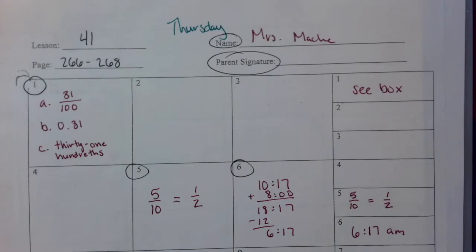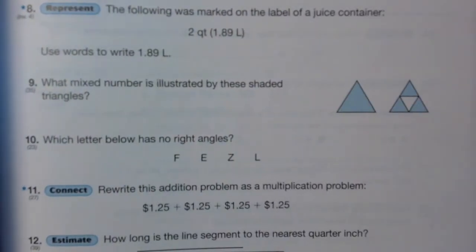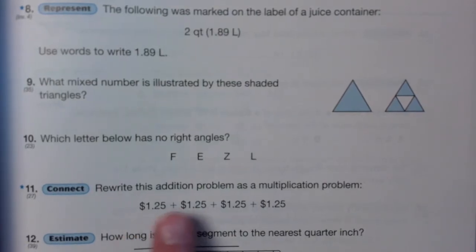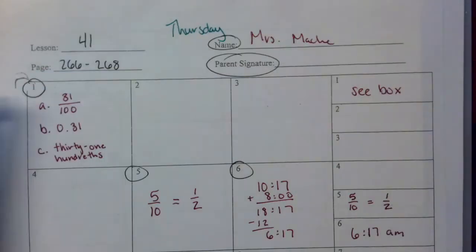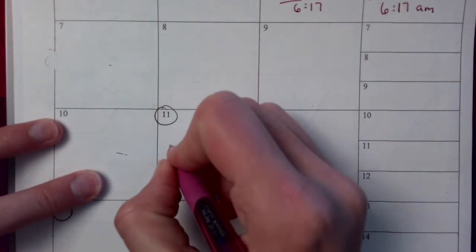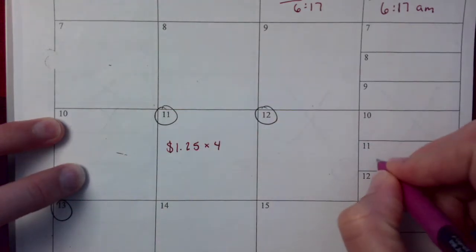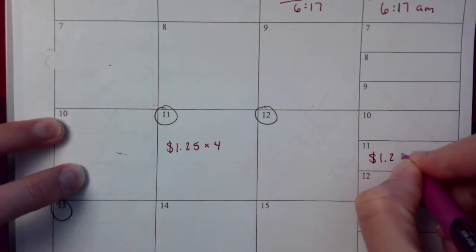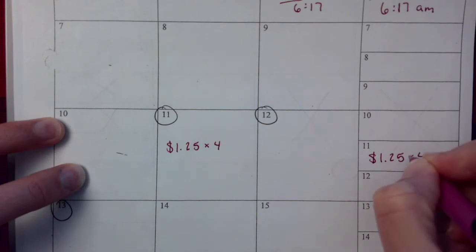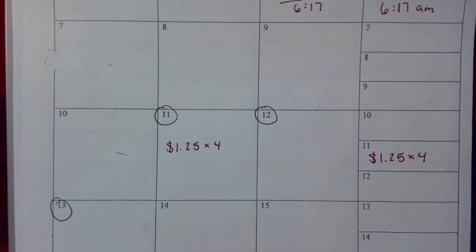Number 11, rewrite this addition problem as a multiplication problem. So we've got all these $1.25. We've got 1, 2, 3, 4 of them. So we'll do $1.25 times 4. And that's it. No need to write the answer yet. That's just where we're starting.